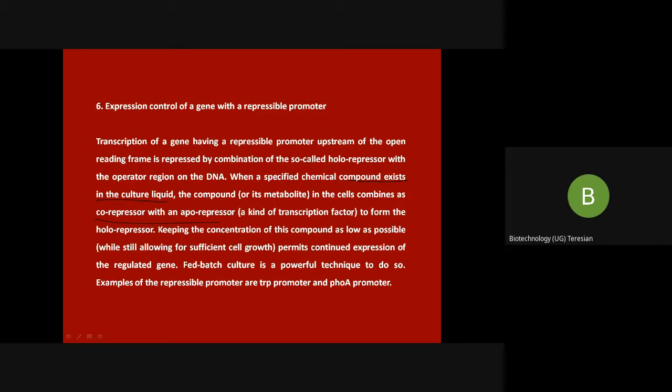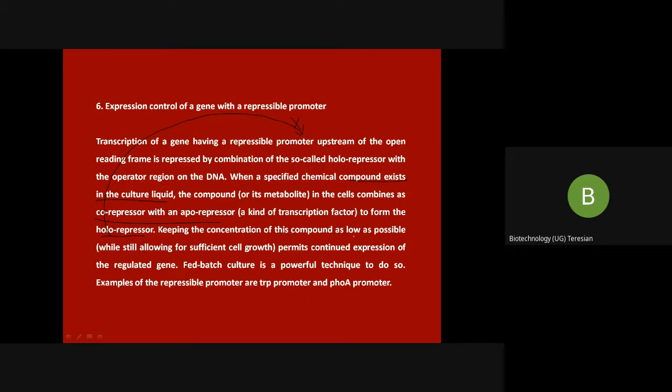Keeping the concentration of this compound as low as possible permits continued expression of the regulated gene. Whenever there is a holorepressor, it can go to the promoter upstream of your open reading frame and inhibit that promoter. So this chemical compound present in your culture liquid forms a holorepressor which will go and inhibit the promoter upstream of the open reading frame. In order to avoid this, what will I do? I will lower its concentration.